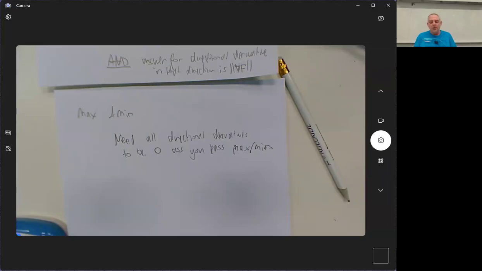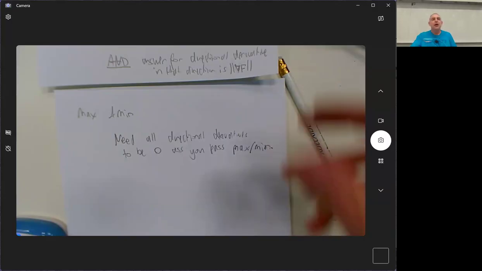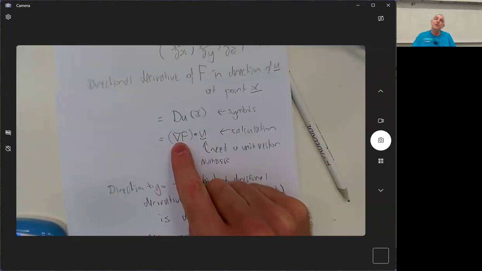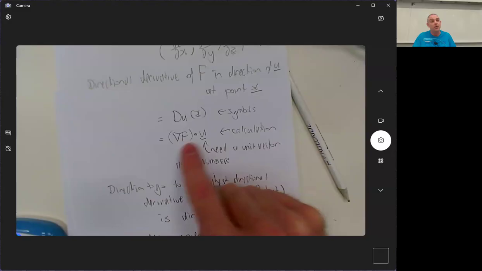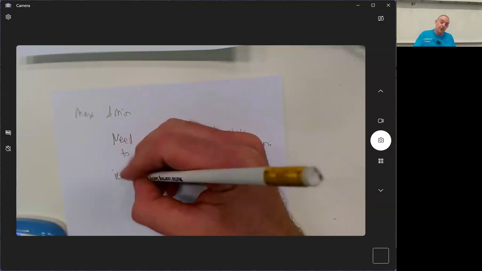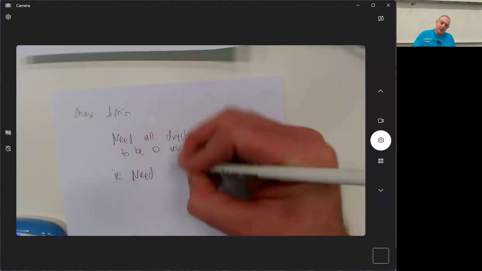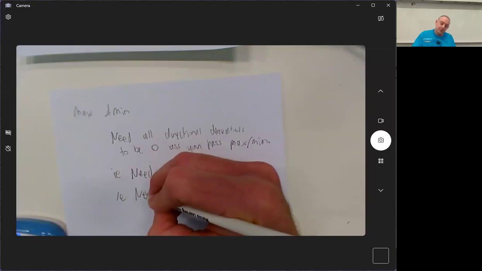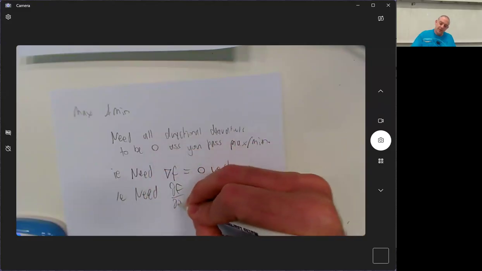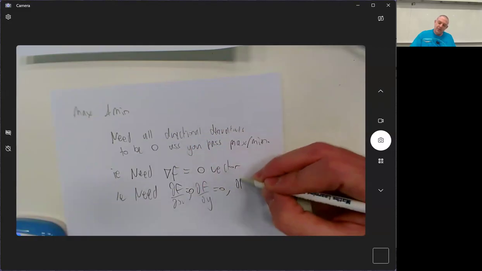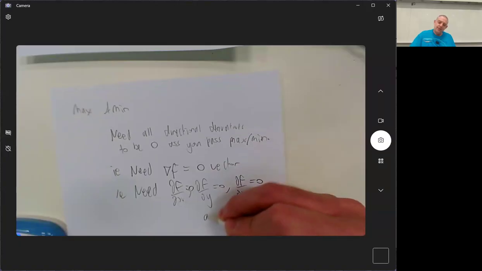Okay, but if all of the directional derivatives are 0, and you make a directional derivative by dotting with the gradient of f, that must mean that the whole gradient must be the 0 vector. If every possible direction gives you 0 when you do this dot product, that must be the 0 vector. So yeah. So that is, you need the gradient of f to be the 0 vector. Which means you need df on dx and df on dy to be 0 and df on dz to be 0, all at the same time.